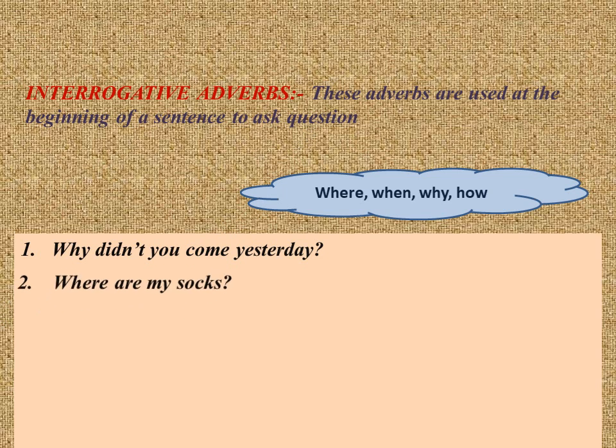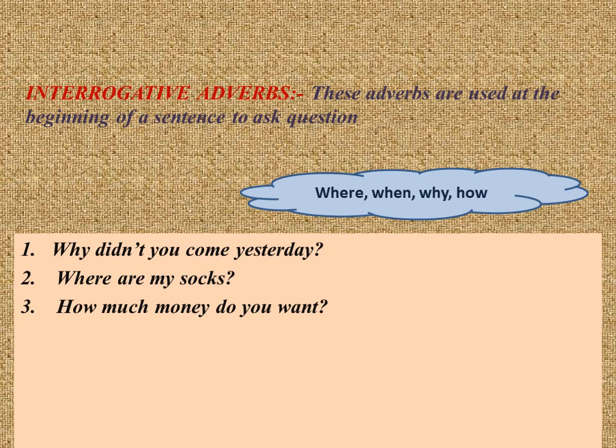The second example is, where are my socks? So here, which is the question word asked? Where. And you can see the question mark over there. So where are my socks is an interrogative adverb. Let's see the third example: how much money do you want? The word how is a question. So how much money do you want is an interrogative adverb.